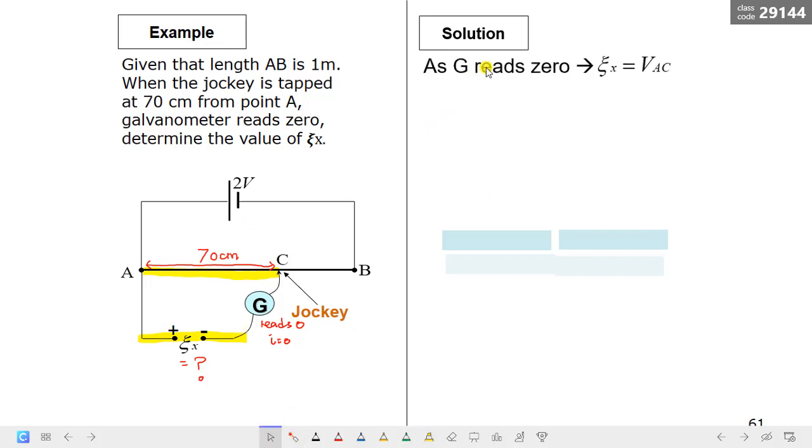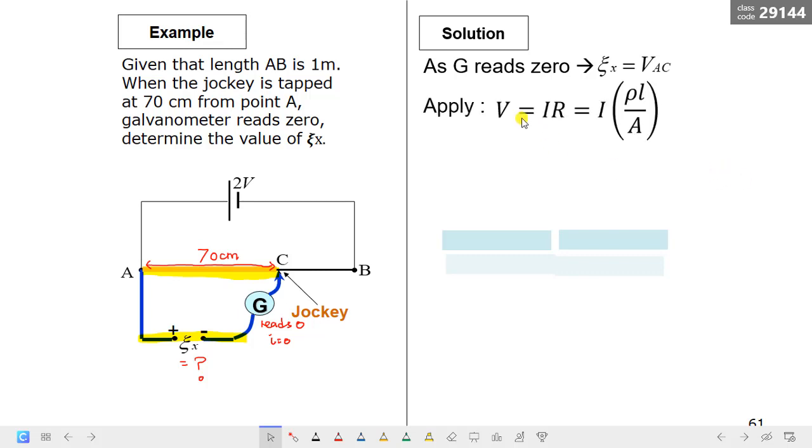Okay, so when G reads 0, kita understood it is telling us that the value of EX will equal the voltage across point A until the point C. Lagipun you nampak kan, wire dekat bahagian atas ni, dari A sampai ke C ni, dia adalah parallel kepada bateri di sebelah bawah. So konsep parallel, kalau parallel, voltage dia sama.